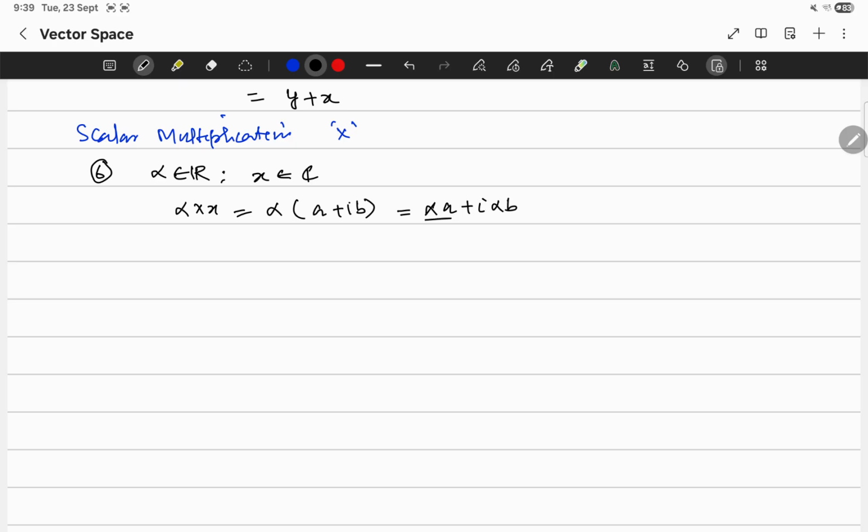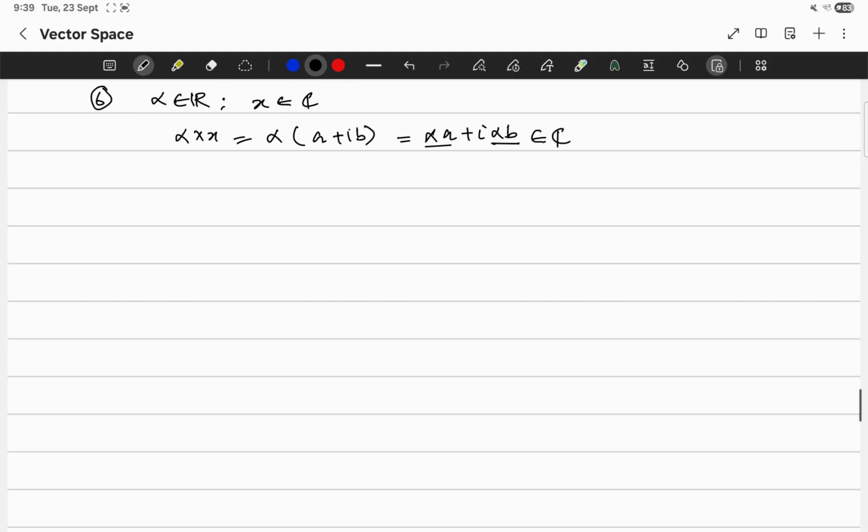This alpha is a real number, A is a real number. Multiplication of two real numbers is a real number. It is again in the representation of a complex number. So alpha A plus iota alpha B. Okay, seventh one, take any two real numbers and any vector from C.